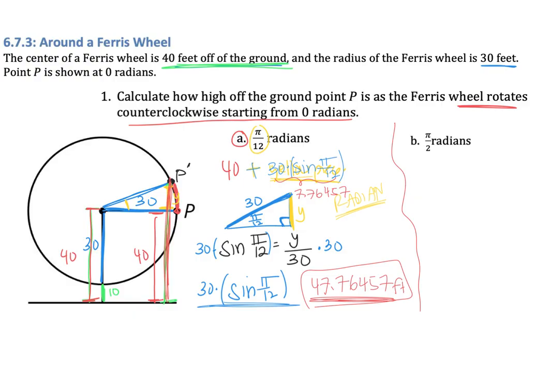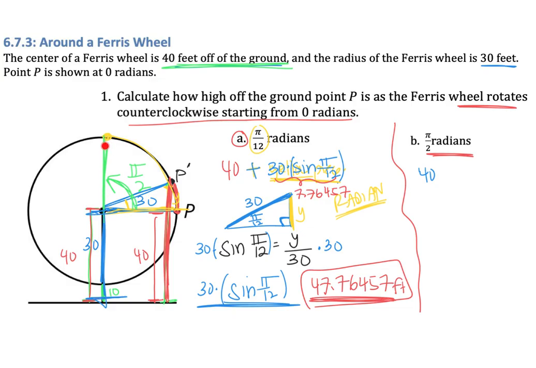So we go back to this diagram, and we are going to figure out pi over 2 radians. Well, if we rotate this pi over 2 radians, hopefully you realize you are directly above the center. So then this one is not as difficult. It's 40, because we know from here to here is 40. So we know this distance here is 40.